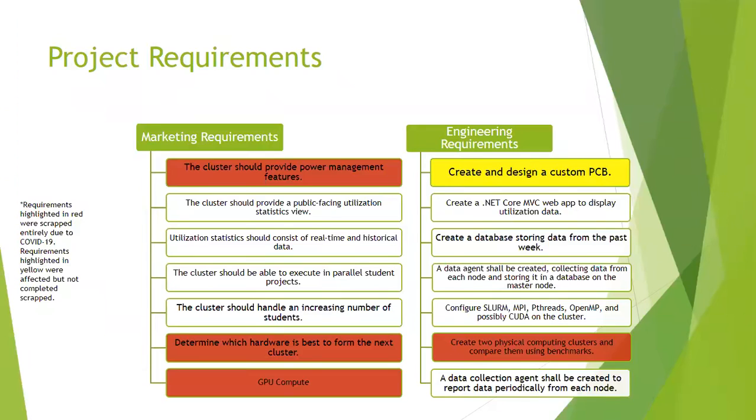It was slightly impacted, but not a whole lot. We have a .NET Core MVC web display. It displays the utilization statistics, and the database stores data from the past week historically. And by doing this, we use a data agent that collects data from each node and stores it. And to perform in parallel, we configured Slurm, MPI, pthreads, OpenMP, and we're hoping to also do CUDA on the cluster. And again, we were not able to build 2 clusters and compare them. And we have a data collection agent that reports data from each node.